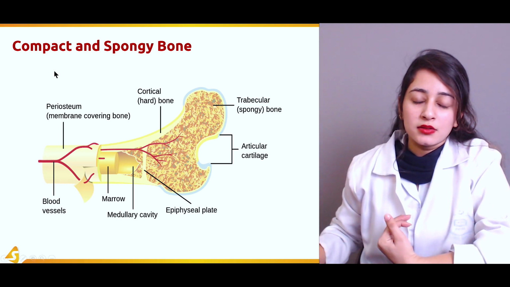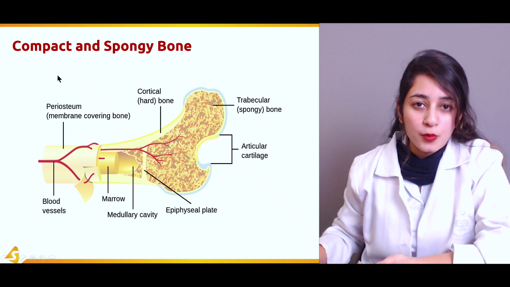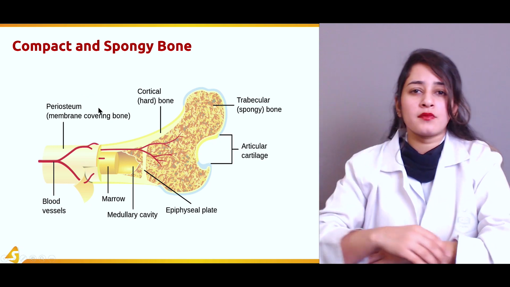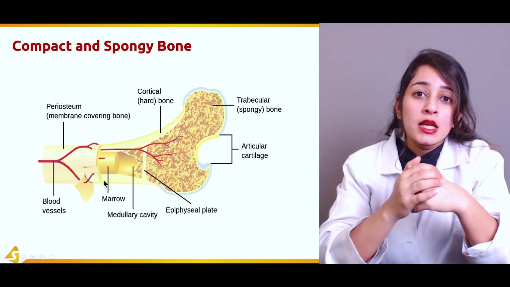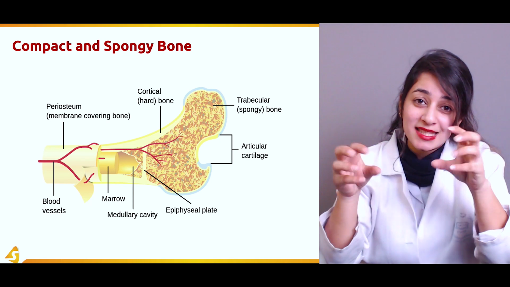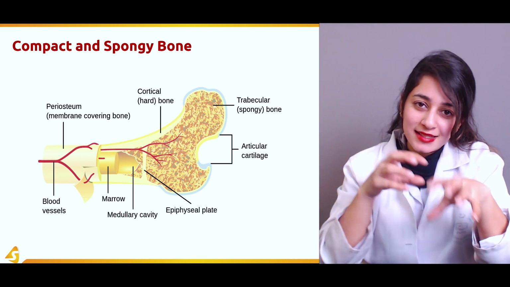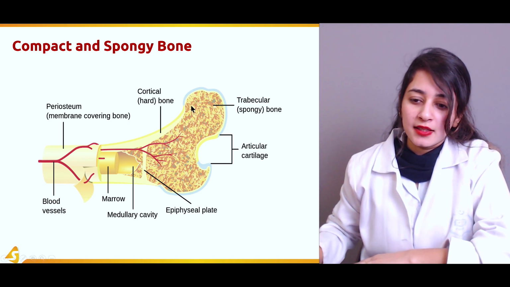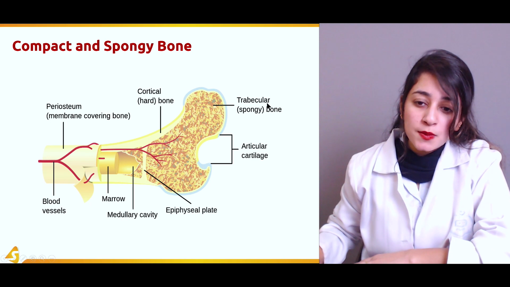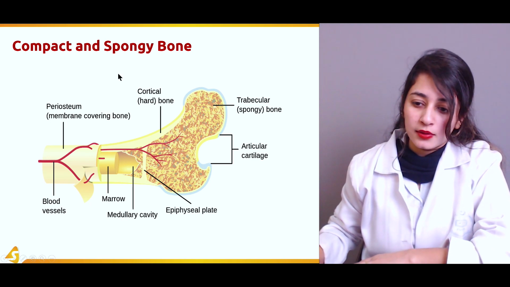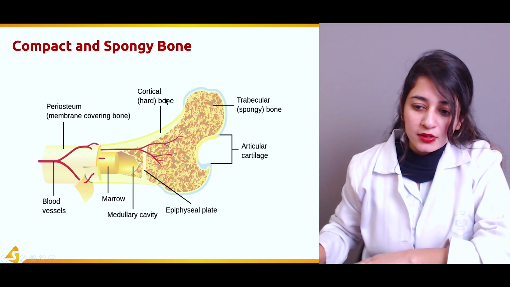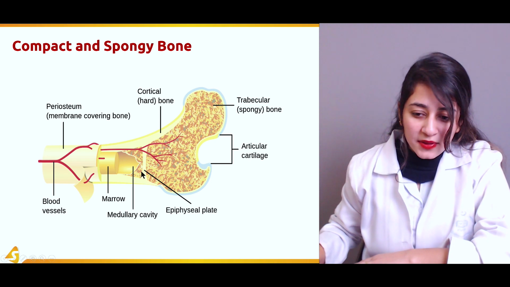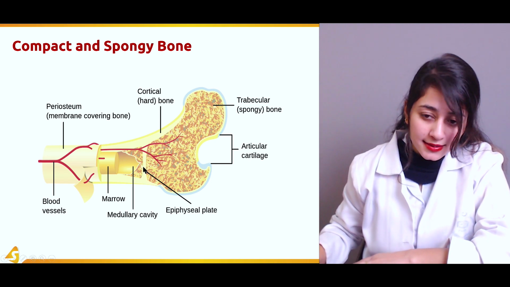There's also another classification of bone, that is compact and spongy bone. In an easy way, let me tell you, the compact bone is present outside, whereas the spongy bone is present inside the bone, inside the medullary cavity, you can say. This is trabecular or spongy bone. We can also call it trabecular bone. And here we have the articular cartilage. This blue lining is showing the articular cartilage. This is the epiphyseal plate. It's more prominent in this diagram.